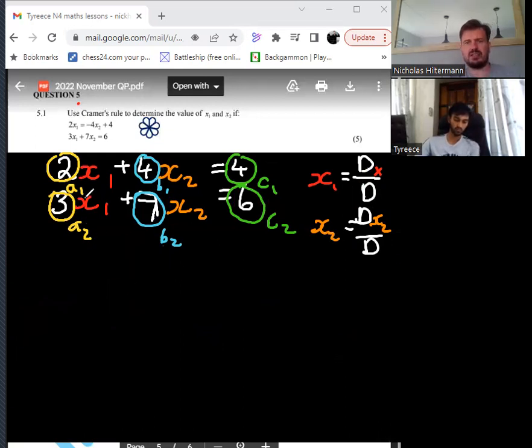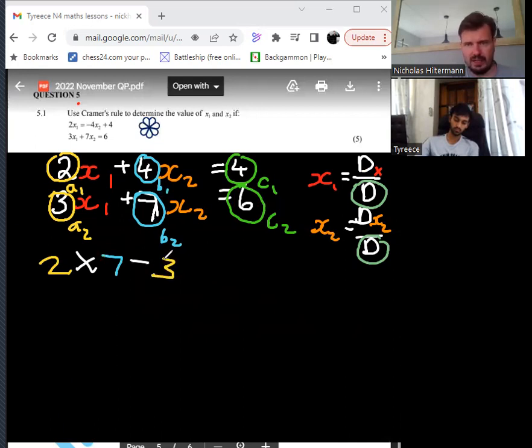Okay, so we've got the colors, the yellow, the blue, the green, and we want to get, let's start off by getting the D, because the D is the thing at the bottom. So to get the D, we are going to use the numbers in front of our x1 and our x2. So that was 2 times 7, and then we're going to minus 3 times 4. That's how I get my D.